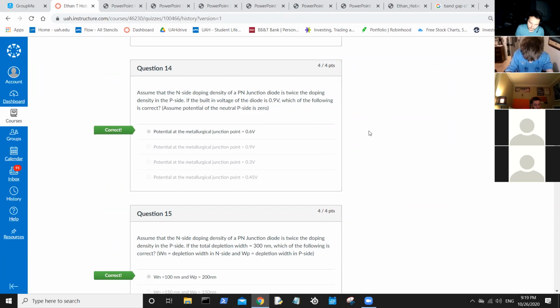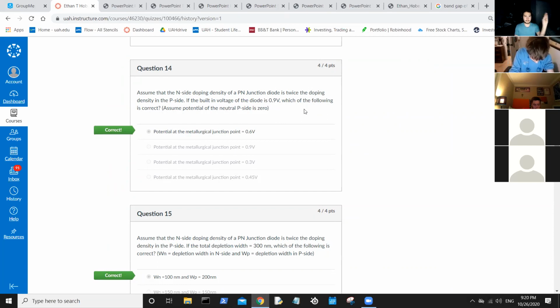Therefore, your Nd is equal to 2Na, right? So that's what we know right off the bat. So using this ratio, we can say, let's calculate. So this is asking the potential at the metallurgical junction point.